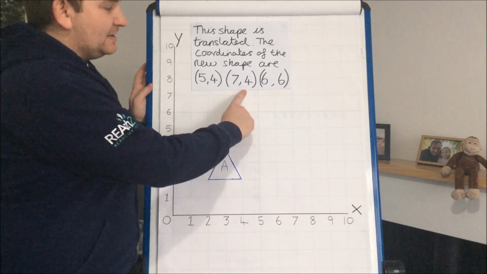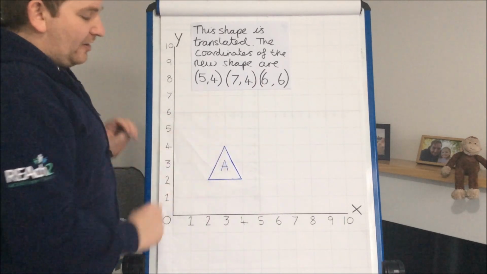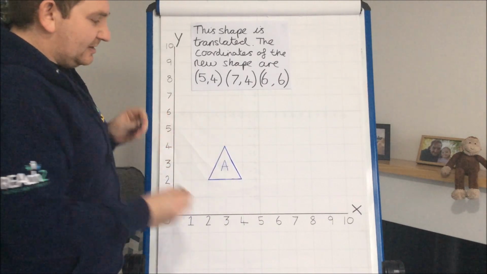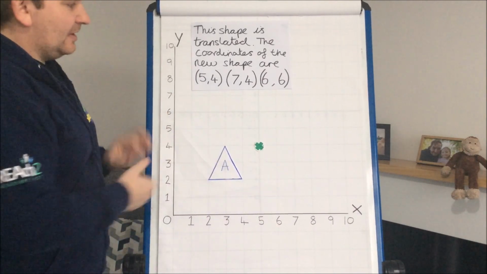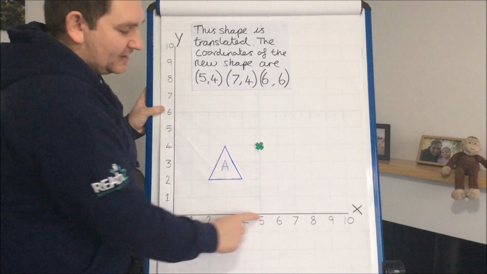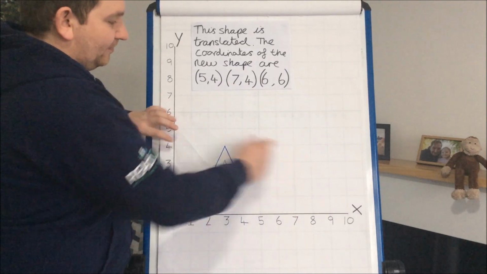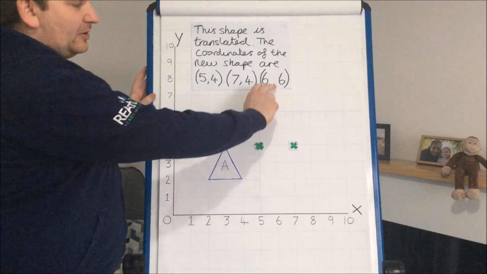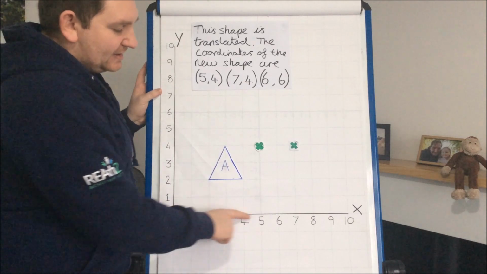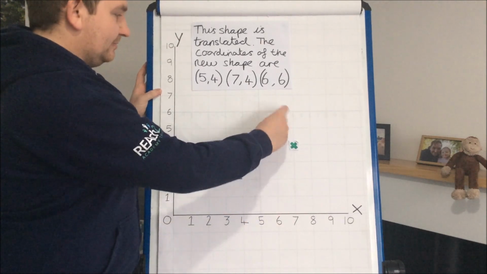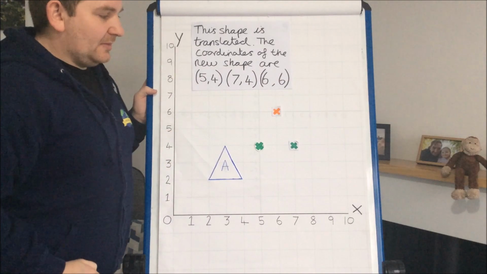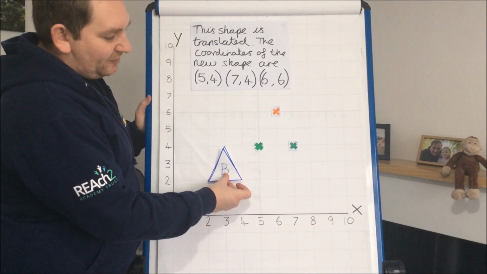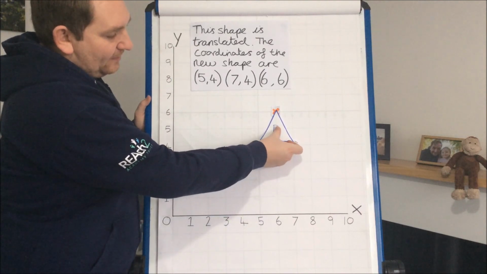Okay, so let's plot out these new coordinates. If we start with 5, 4, we go 5 and 4. So there's our first point. 7, 4. We can go along to 7 and up 4. There's our second point. And our final point, 6, 6. So go along to 6 and up 6. So we can see that our triangle has translated from here to here.